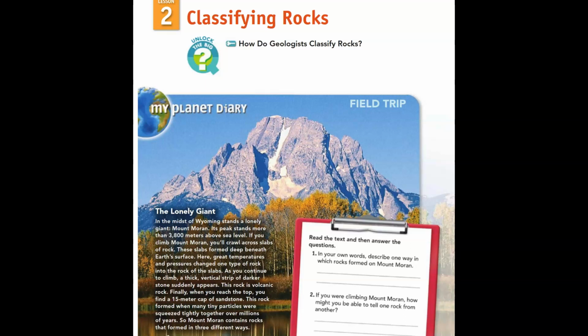So if we're climbing this little tiny mountain here, and we wanted to know how we could tell one type of rock from another one, well, the rocks are made up of different material, they have different strips, they might be slightly colored a bit differently. All this we're going to talk about coming up.